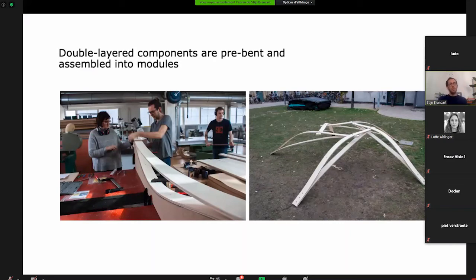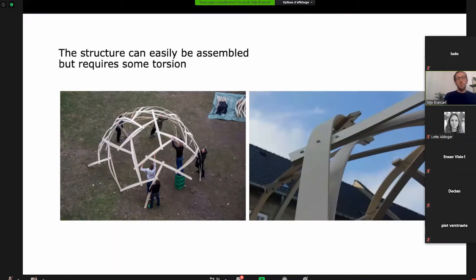But going back to the structure itself, the main motivation for all this was, of course, to make a system that was also easy to produce, easy to fabricate, and easy to assemble. So you can imagine that in this case, it was no problem. We had all the same components. We could easily cut them all at the same time, and then fix the different layers to create this pre-bent component, fix the components in a geometric configuration. So we first made some modules and then started to assemble them.